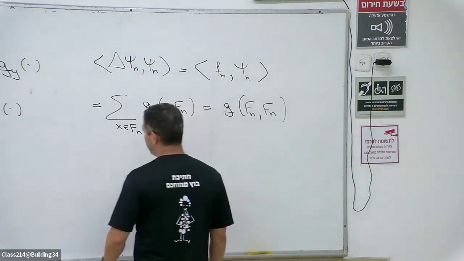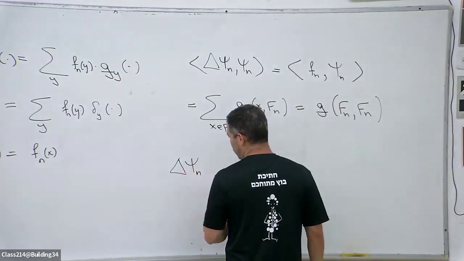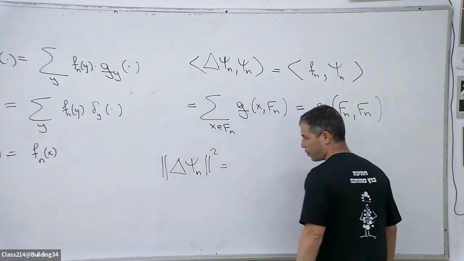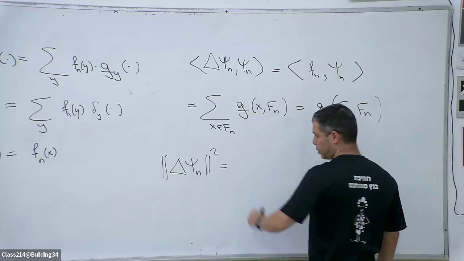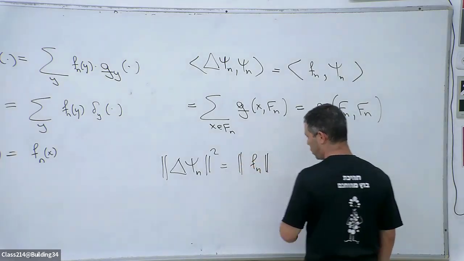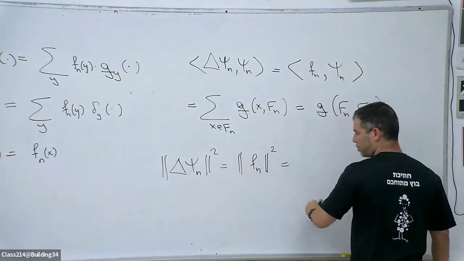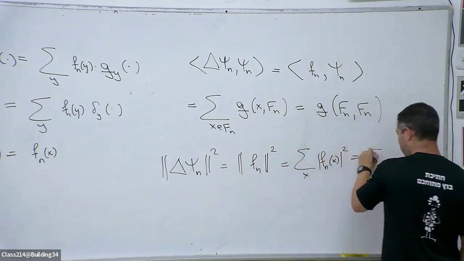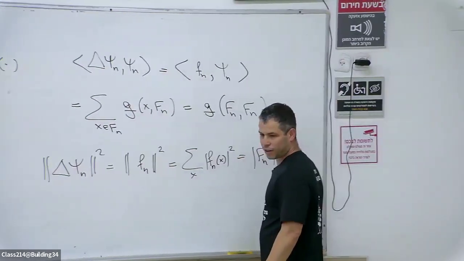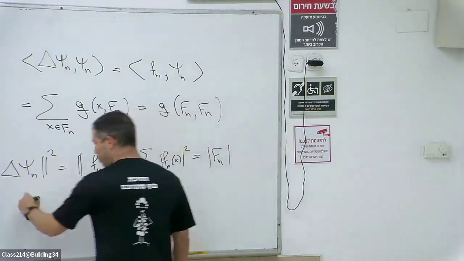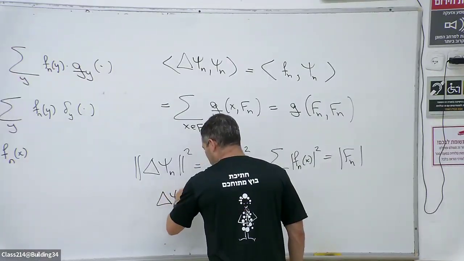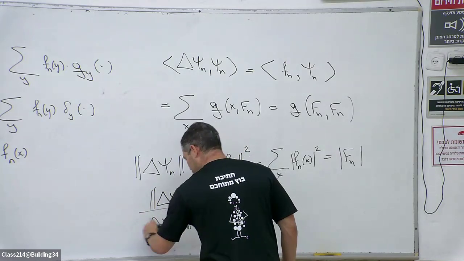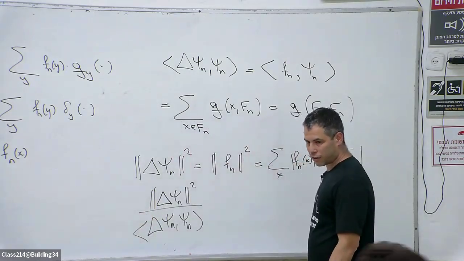Now, on the other hand, what is the norm squared of the Laplacian of psi n? Well, the Laplacian of psi n is f n. So this is the sum over all x of f n of x squared, which is just the size of F n. So what is the norm squared of the Laplacian psi n divided by the inner product? Remember this is what we wanted to go to 0.